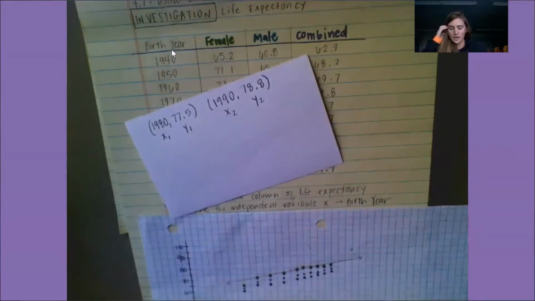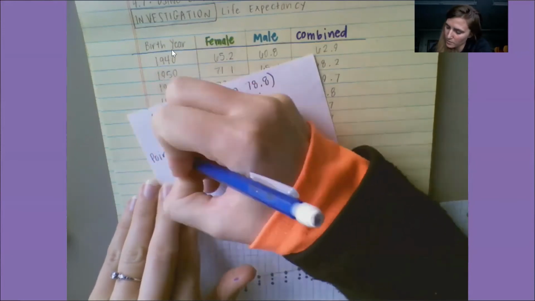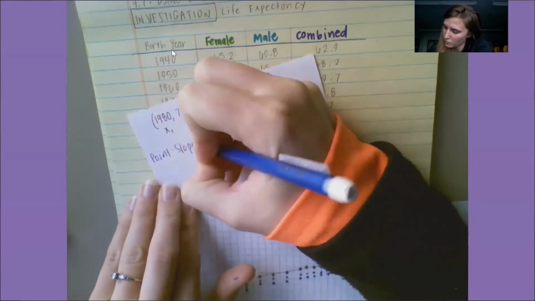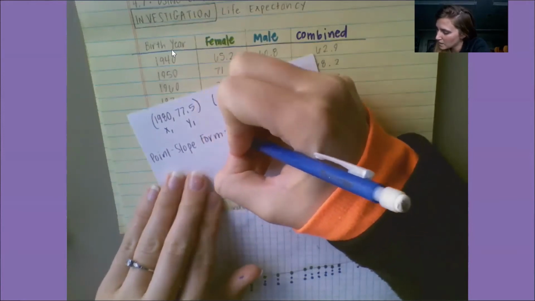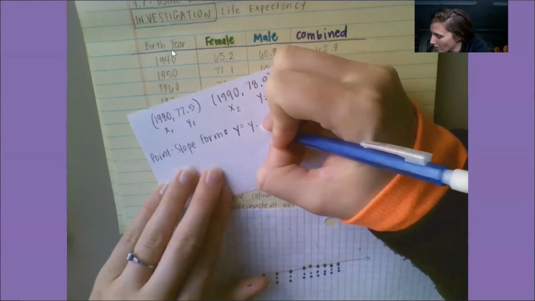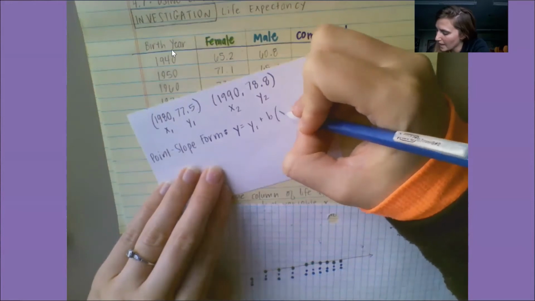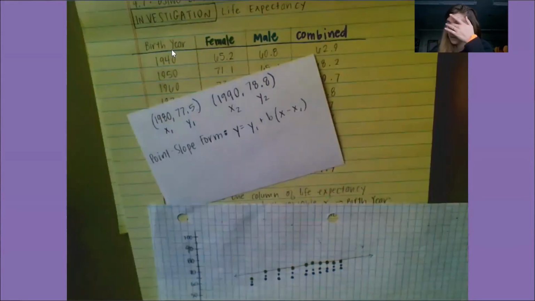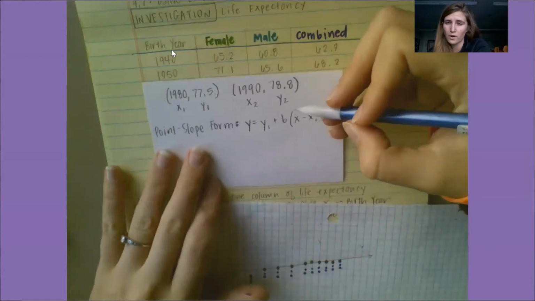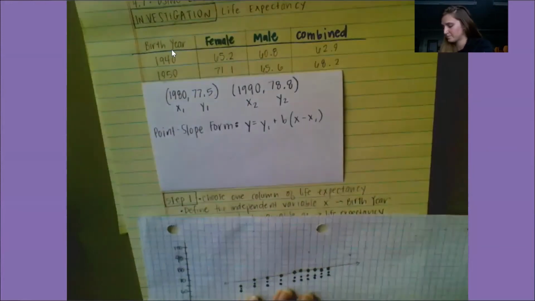So now we're going to write this equation in point-slope form. Remember, point-slope form looks like this. Point-slope form is, let's not use the equals, so y equals y1 plus b, that's the slope, times x minus x1. So we're going to use this form to write an equation to model this data, right?